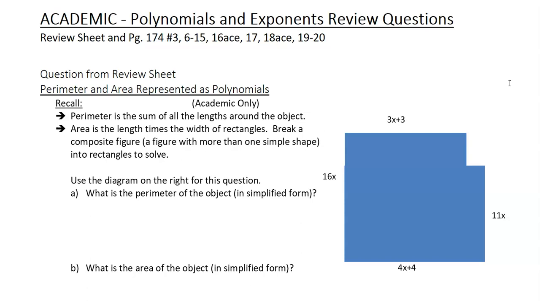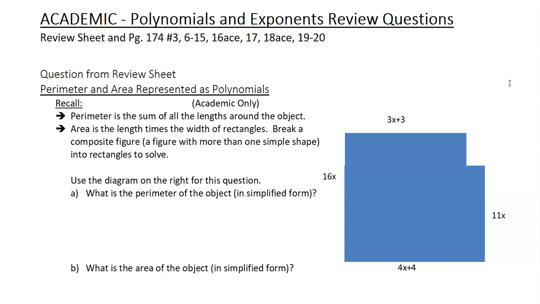So we have this almost a rectangle. It's just missing a little corner here. And we are asked to find things to represent the perimeter and the area. And so there it says, recall that the perimeter is the sum of all the lengths around the object. And recall that the area is the length times the width of a rectangle.